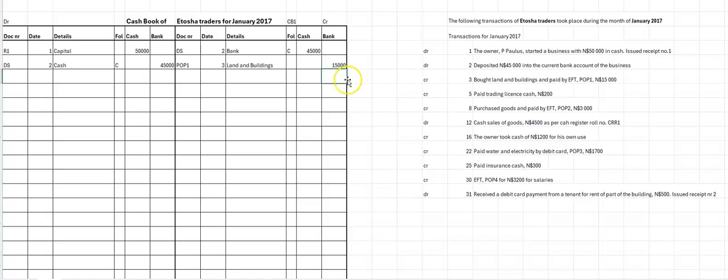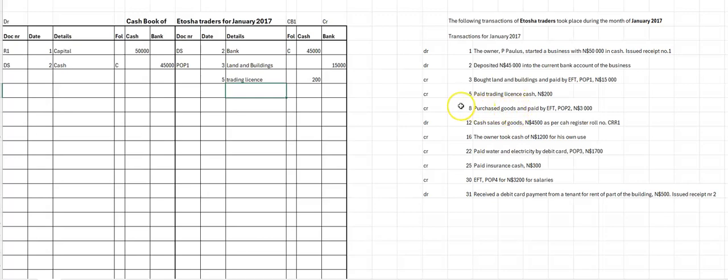Okay. Then our next transaction is on the 5th. It's also a credit transaction. So let's start there. 5th. We paid the trading license cash. So here we do not have any receipt number or any document number, so we need to leave that open. We're going to write here trading license. And how did we pay for the trading license? We paid cash, and that would be $200.